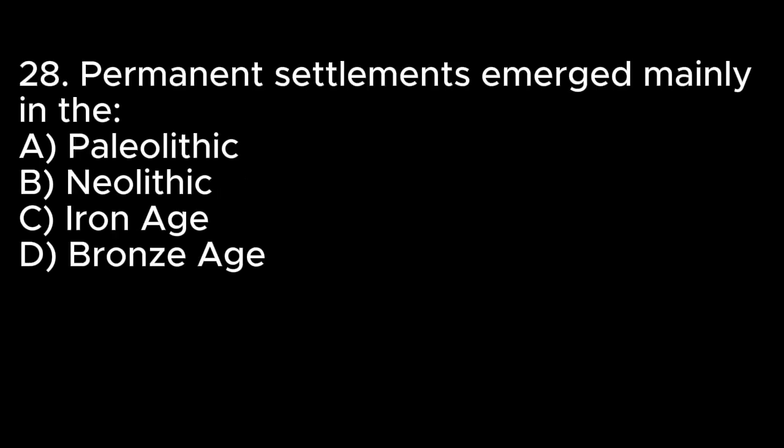28. Permanent settlements emerged mainly in the A. Paleolithic. B. Neolithic. C. Iron Age. D. Bronze Age. Answer: B. Farming allowed settled villages.